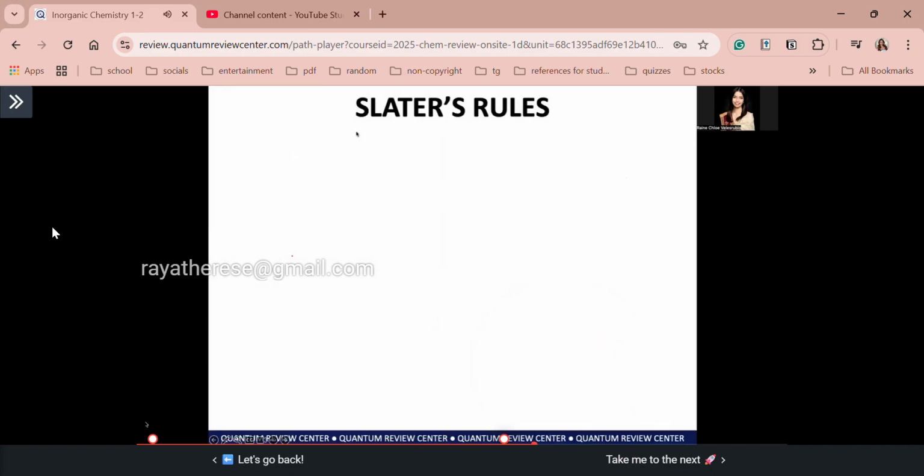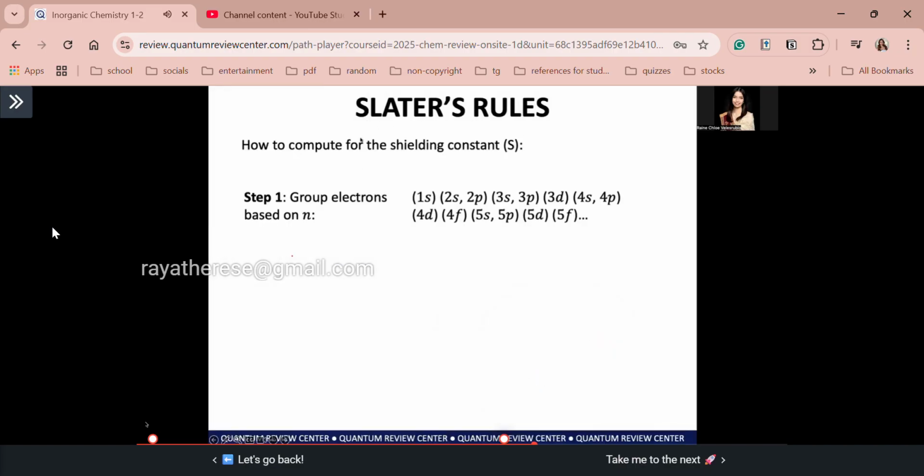So, how do we compute for the shielding constant S? Step 1, we group the electrons based on n or increasing energy. So guys, recall your electron configuration lesson. We just group them based on n: 1s, 2s2p, 3s3p, 3d, ibang group yan guys ha, 4s4p, 4d, 4f, 5s5p, 5d, and 5f. So remember nyo lang guys, ang S and P groupmates sila lagi, pero yung D, yung F, naka-individual sila.